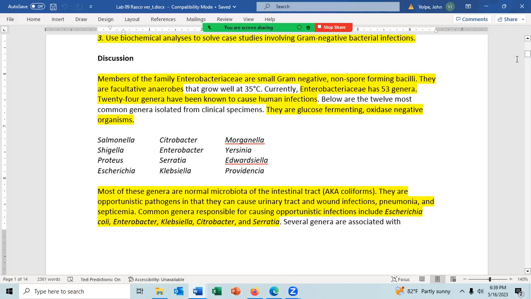So members of the family Enterobacteriaceae are one of the groups we're going to talk about today. And we're talking about gram-negative bacilli. The Enterobacteria are small gram-negative bacilli. They're all non-spore-forming. They are facultative anaerobes. They all ferment the sugar glucose, and they're all oxidase negative as well. These are some characteristics for this family. There are 53 genera in this family, so it's a very large family, and 24 genera are known to cause human infections. Below are 12 common genera that cause human infections, like Salmonella and Shigella, which I'm sure you've all heard of.